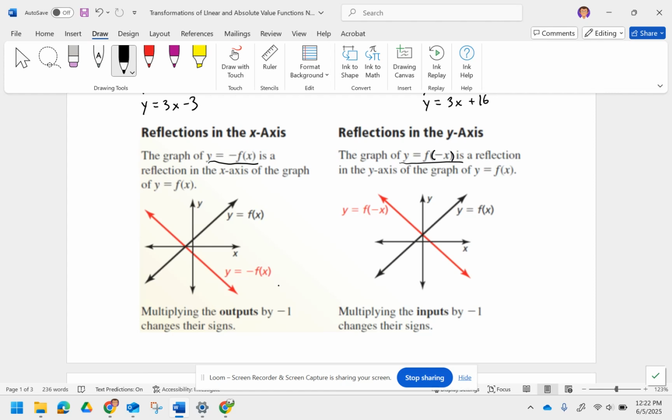However, when we change our inputs, all of our positive inputs would now be negative inputs, and our negative inputs would be positive inputs.